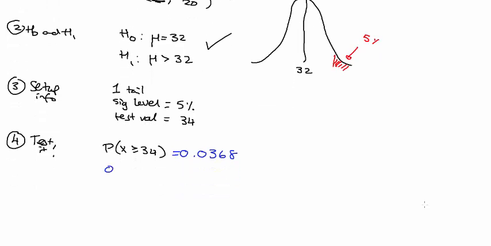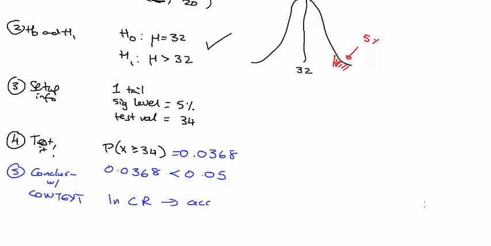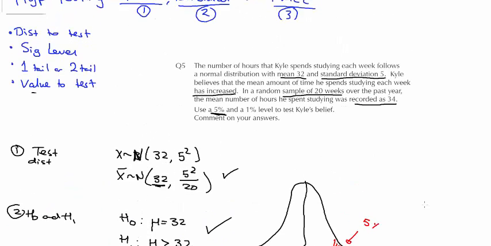Okay. So basically all I was checking was that this was correct. It was correct. So we just say, and then finally the conclusion. With context, I'm not going to bother doing the entire context for you. You can say that's less than 0.05. Does that make sense? So in critical region, therefore accept H1 or reject H0. So at the 5% level, you say there is sufficient evidence to suggest that the mean number of hours Kyle spends studying each week has increased.